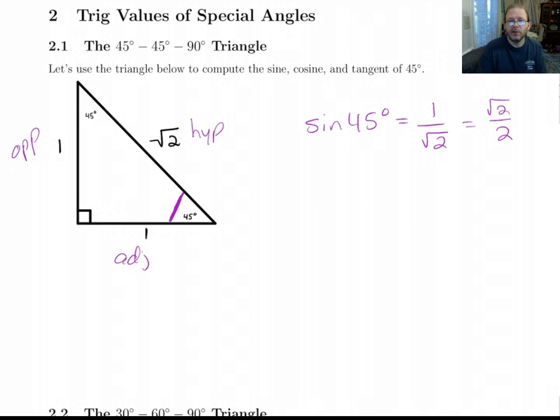It doesn't really bother me either way. A lot of the time in high schools, they say this is like terrible. It's not that terrible. It's fine with me. But sine is root 2 over 2.